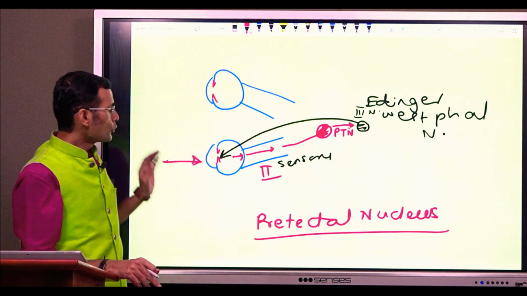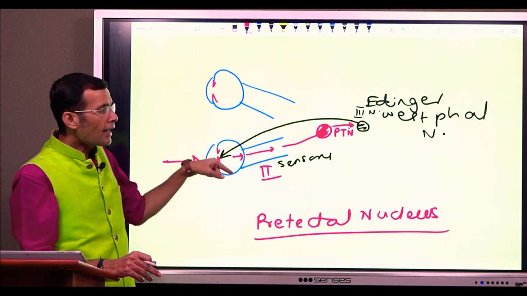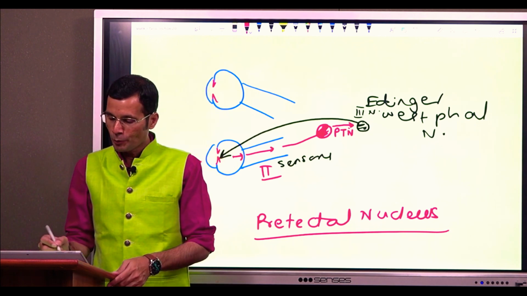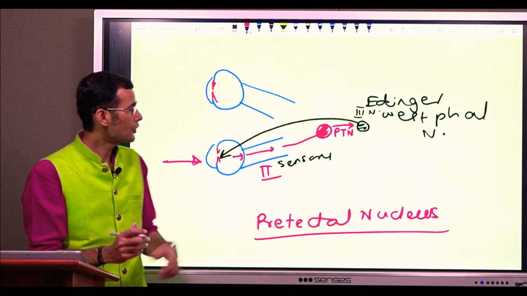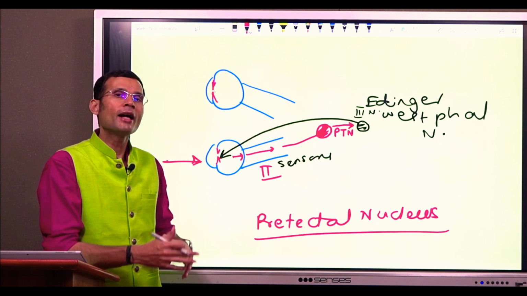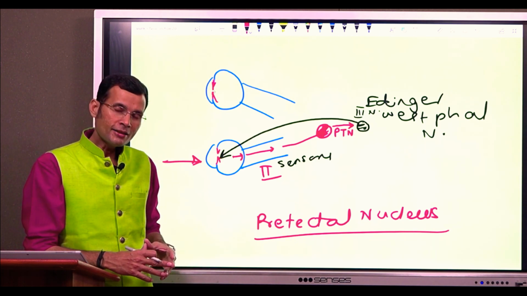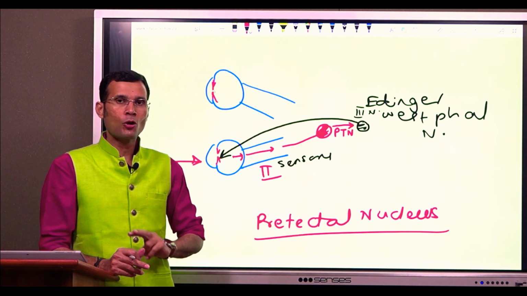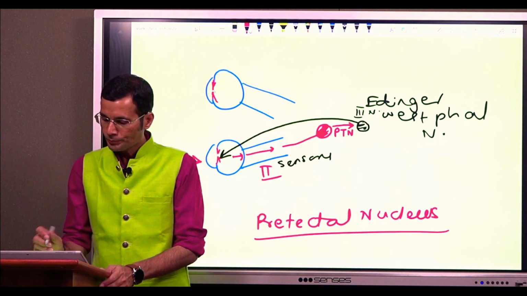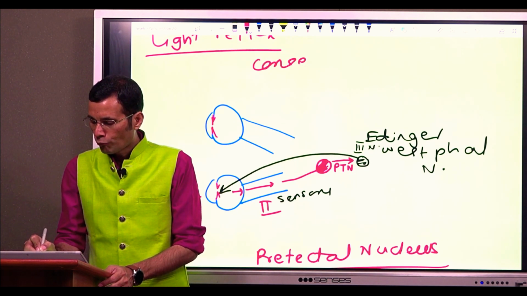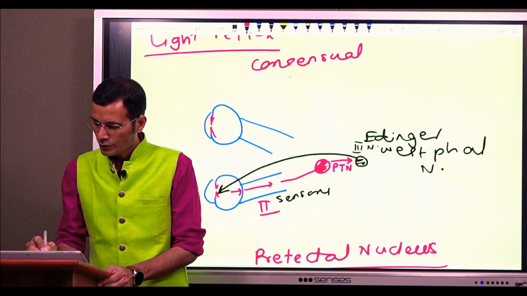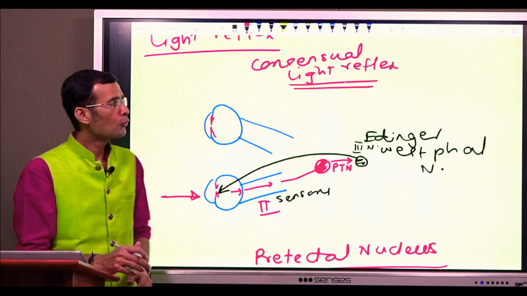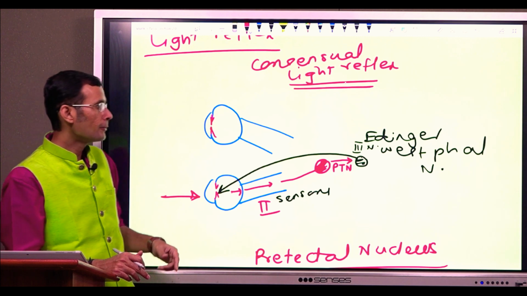Now, next point: when you throw the torchlight in one eye, not only does that same eye or pupil constrict, but the opposite side pupil also constricts. There is constriction on the other side also. How is that? Why is that? Okay, that's called the consensual light reflex, or indirect light reflex. Why does that happen? Light was not thrown in that eye. So, why the constriction of the pupil on the other eye?